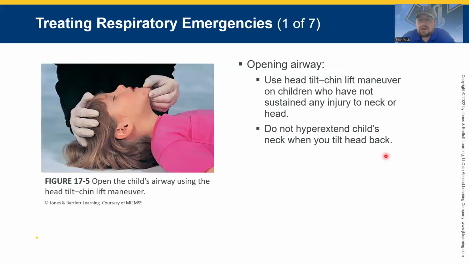So opening the airway is a lot like an adult. You use the head tilt chin lift maneuver on children who have not sustained injuries to the neck or head. Do not hyperextend a child's neck when you tilt the head back, and the reason why is that the airway is a lot smaller and it's not as defined or as firm. As you crimp the head back, it can actually close it off, or if you push it too far forward, you can collapse it.